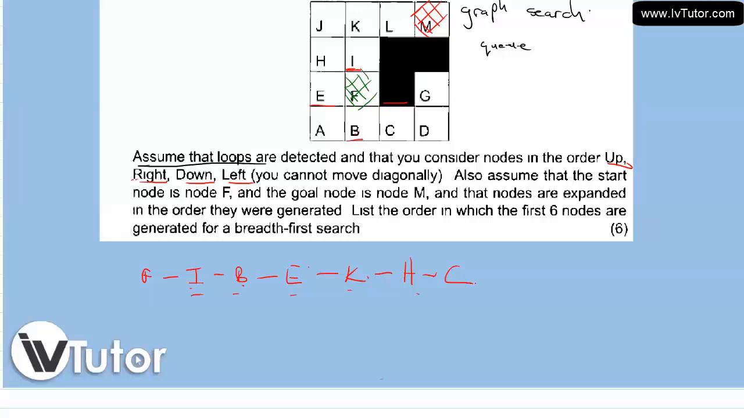The nodes are generated in breadth first search. So you start by generating I, B, E, then you generate K, H, and then C.